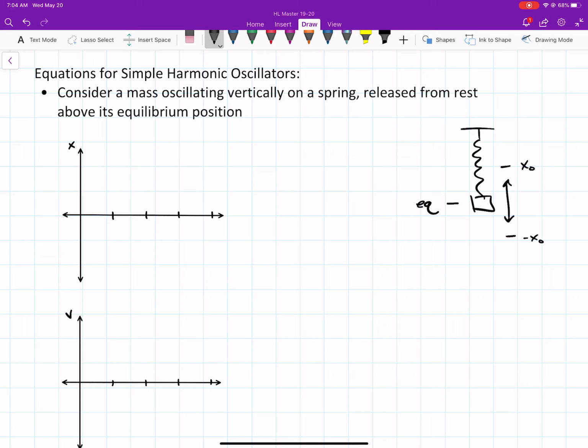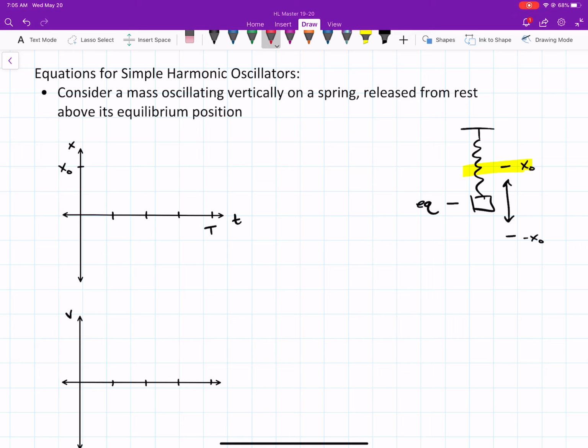So in the question, they say that it's released from rest above its equilibrium position. So they're starting it out at the top position here. It's going to go down and kind of just oscillate up and down between those 2 points, and we're going to graph what that motion looks like. And so if it's starting from the maximum position, our graph, instead of starting from the middle like it did last time, is going to start up here at X0. And then I've written this out to show those quarter, half, 3/4, and a full period.